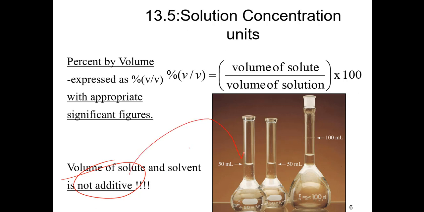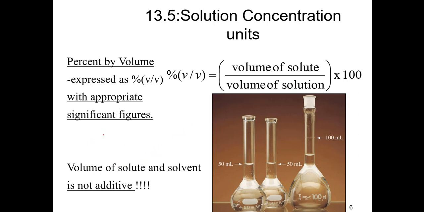Here I have a flask that contains 50 mils of water and another flask that contains 50 mils of ethanol. When you try to add it together, you'll notice that it falls right below the 100 mil mark. It is not equal to 100 mils. It's something like 96 mils or 97 mils. Pretty cool, huh? Why is this?